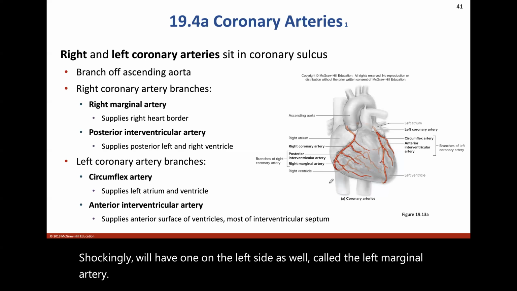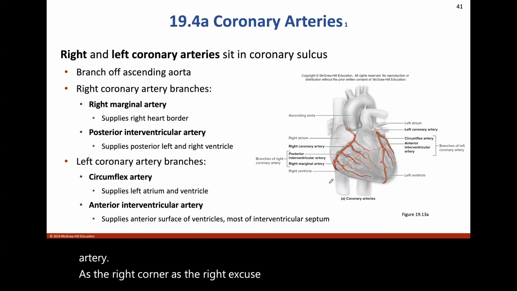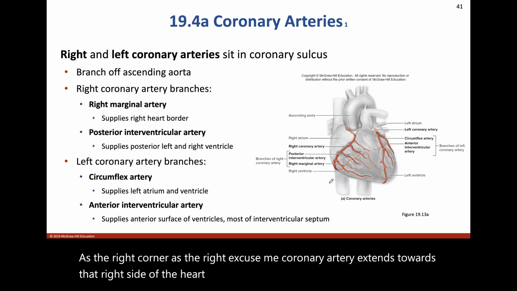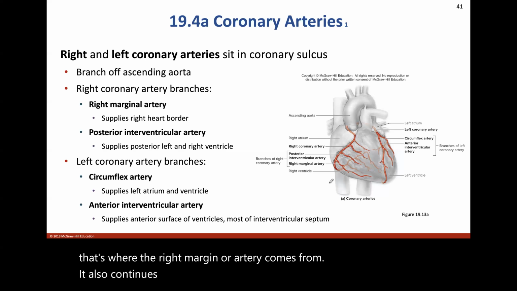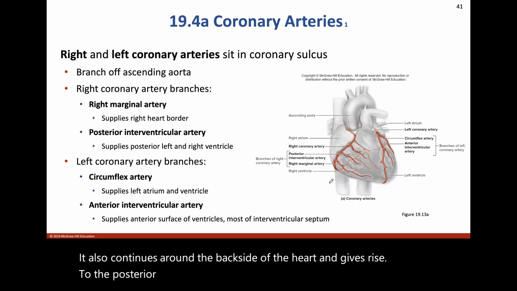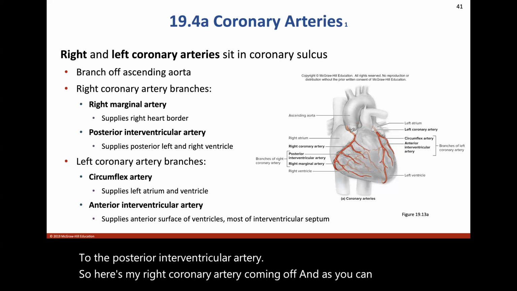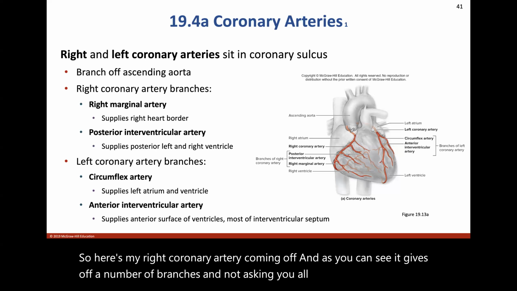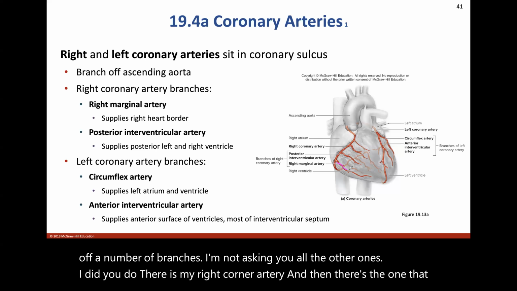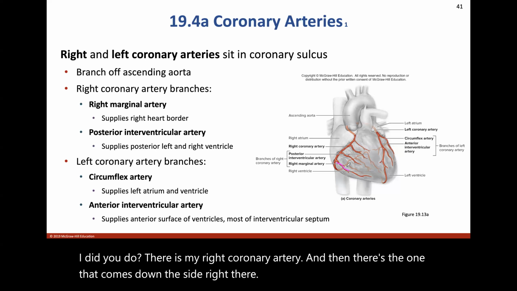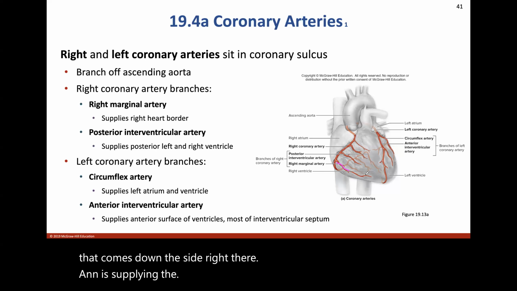As the coronary artery extends towards that right side of the heart, as it gets to that right edge, it branches off, and that's where the right marginal artery comes from. It also continues around the backside of the heart and gives rise to the posterior interventricular artery. So here's my right coronary artery coming off, and as you can see, it gives off a number of branches. I'm not asking you all the other ones. There's my right coronary artery, and then there's the one that comes down the side right there and is supplying the right side of the heart.